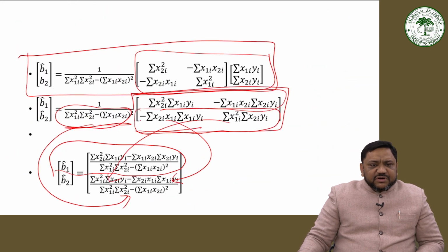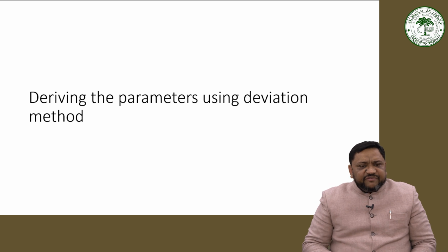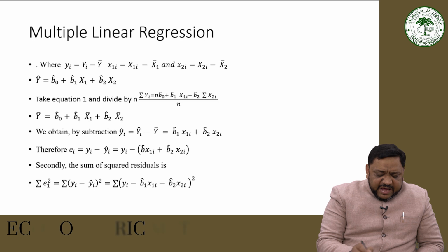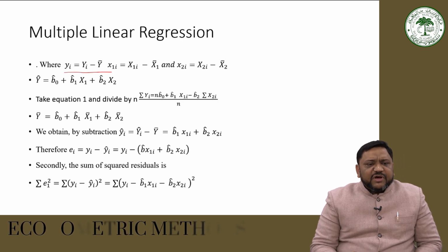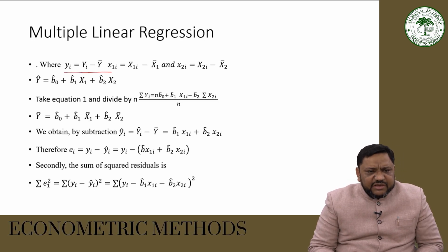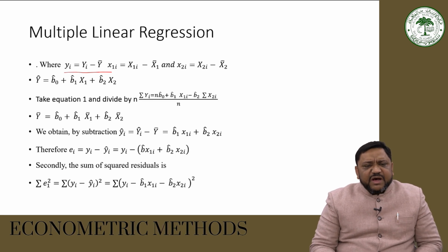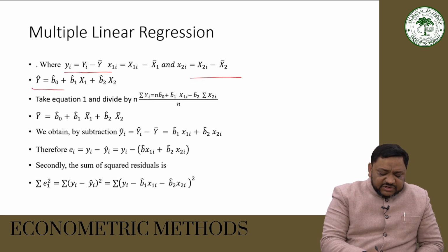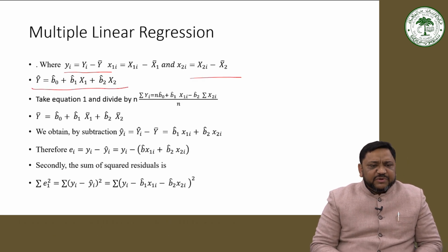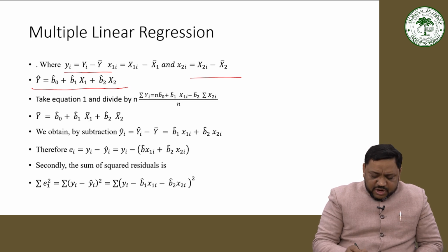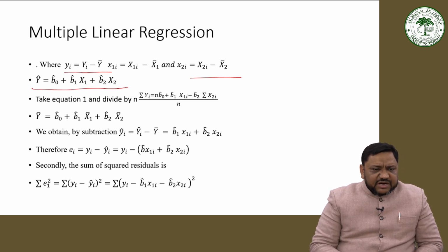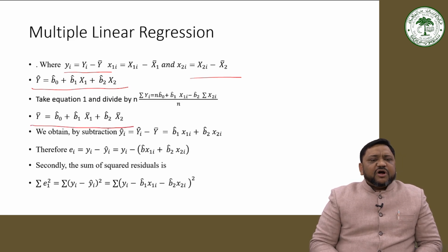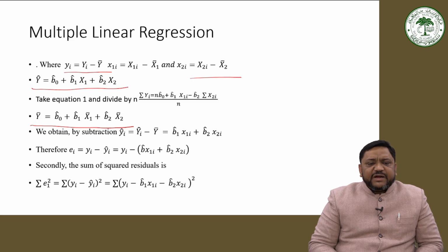The same thing can be derived using the deviation method. Let's have a quick look at it. Now see, small yi is equal to Yi minus y bar, small x1 is equal to capital X1 minus x1 bar, small x2 is equal to capital X2 minus x2 bar. Now we have this equation, y hat is equal to b0 hat plus b1 hat x1 plus b2 hat x2. We divide both the sides by n. So what we get? Y bar is equal to b0 hat plus b1 hat x1 bar plus b2 hat x2 bar.